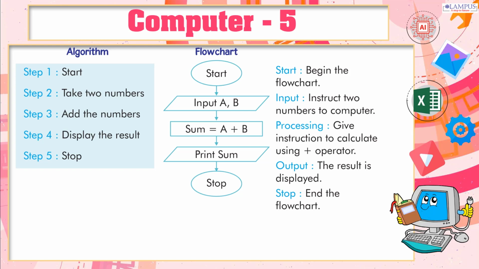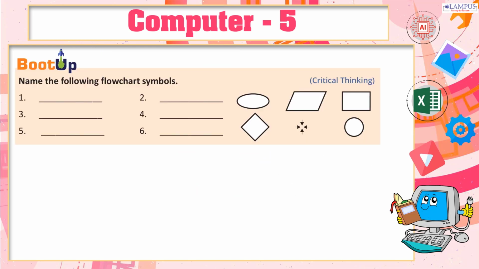Processing. Give instruction to calculate using the plus operator. Output. The result is displayed. Stop. End the flowchart. Boot up. Name the following flowchart symbols.